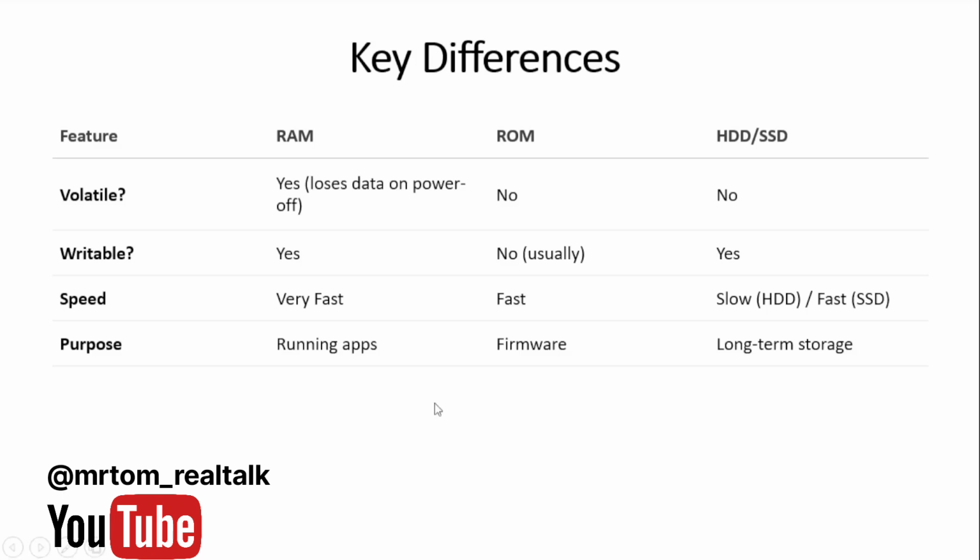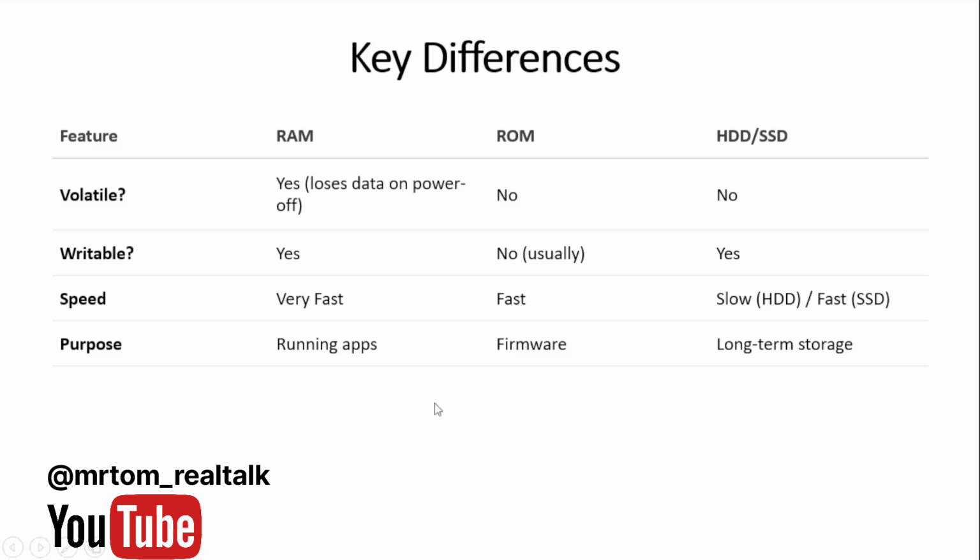Then the speed. The RAM is very, very fast. It supports the central processing unit in carrying out tasks. It holds running applications, running software in the system. While the ROM is also very fast, it contains the firmware of the computer. While the HDD is slow. The HDD, hard disk drive, is very, very slow, while the SSD is fast compared to the HDD.